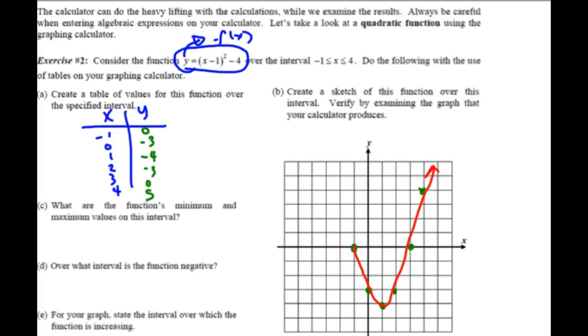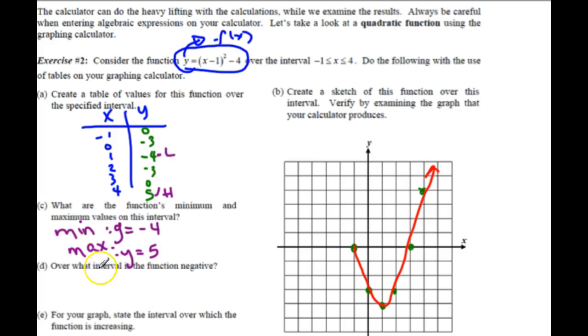Now on this interval, it says what's the min and what's the max. The minimum for your y value on these intervals, the lowest y value I have here is -4, and then the biggest y value is 5, which is just looking for my highest number and my lowest number.